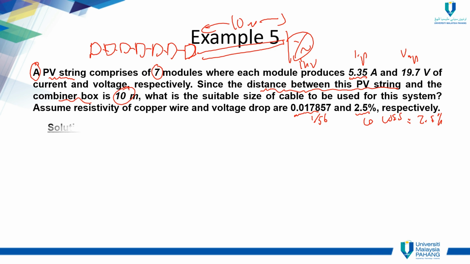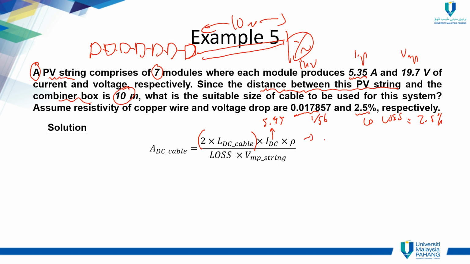Okay, what is the equation? The solution is to use this equation. Okay, so in this case, what should we put here? Yang ni we know lah. Yang ni 5.35. This is 0.017857. And this is 0.025. And VMP string is equal to what?